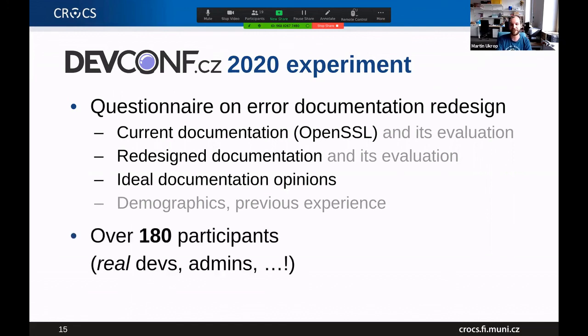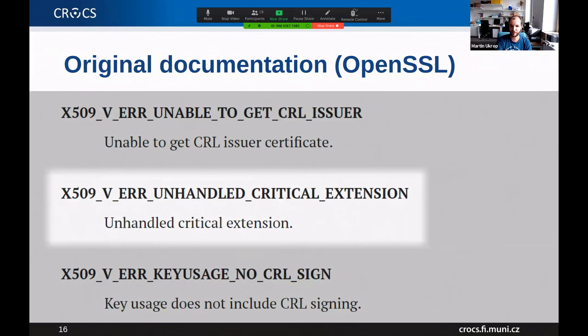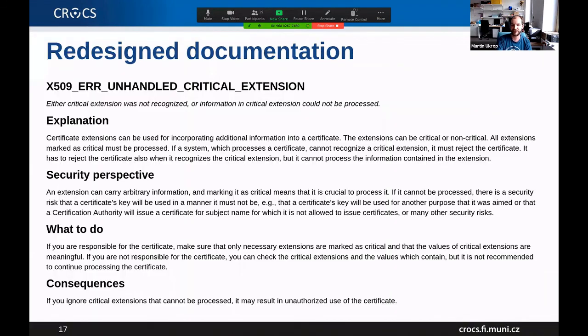We had over 180 valid participants doing the whole questionnaire and some more doing only parts of it. And these were participants of the conference, so it means developers, administrators, the people actually using the stuff. The original documentation, as I mentioned, is just a single line. The thing is that the line often replicates what is in the textual error code. The redesigned documentation that we suggested looks something like this.